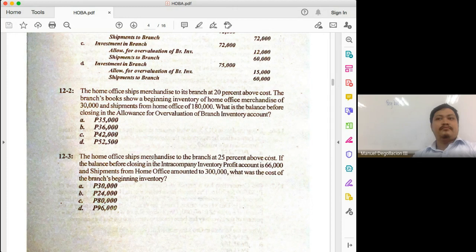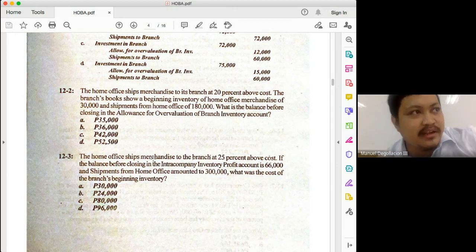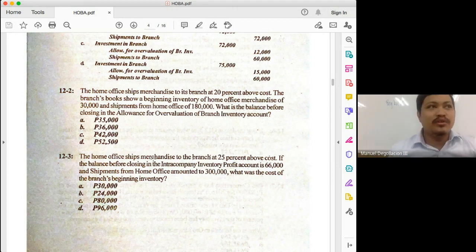Okay. Now, going back to the decreases. Again, when does the allowance decrease? It decreases when the goods related to the allowance are sold. Okay? And when do we normally determine the goods that are sold? Only at the end. Okay?